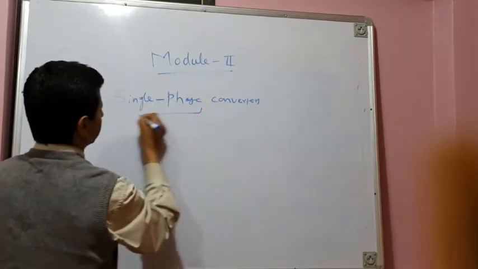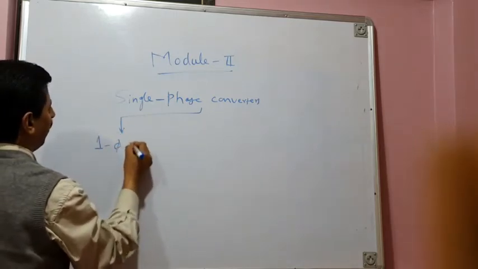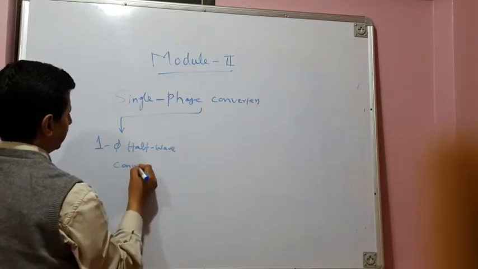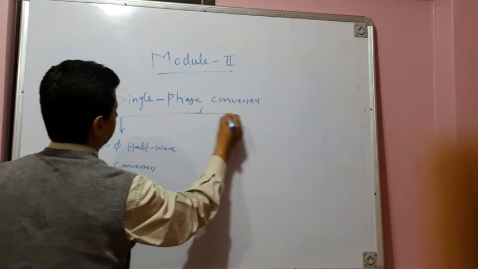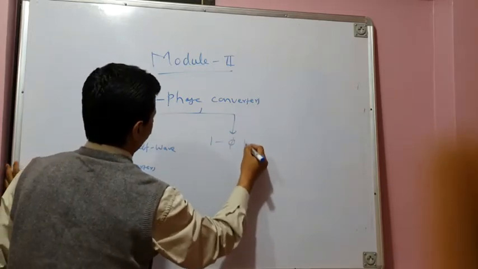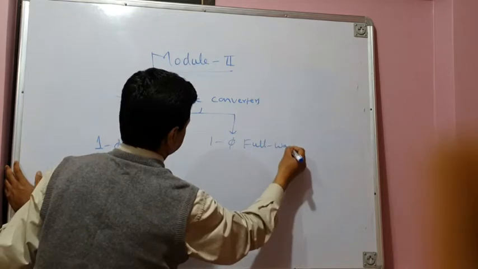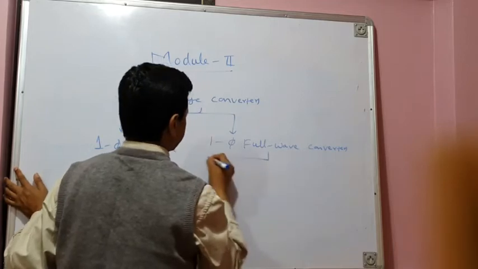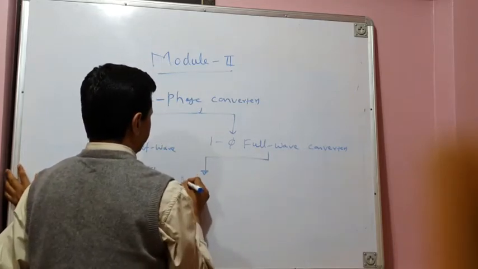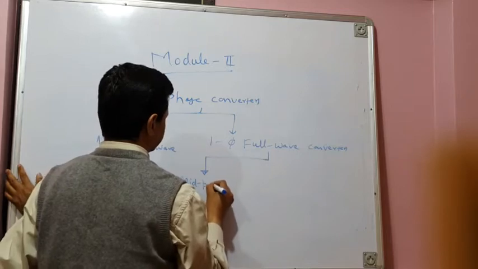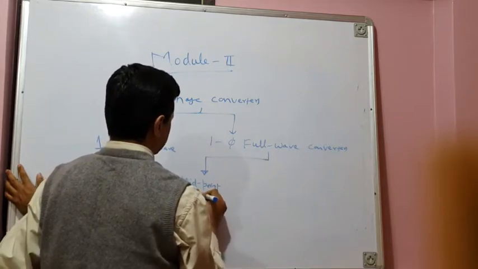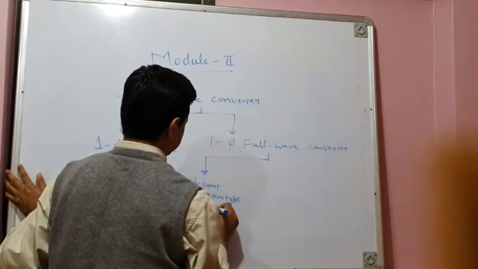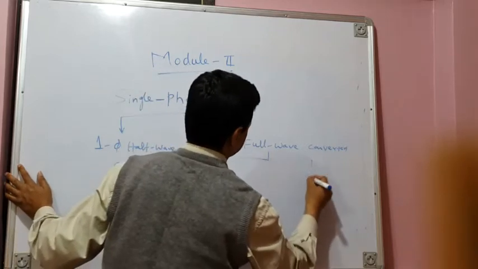As far as single phase converters are concerned, we have single phase half wave converters. Then we have single phase full wave converters. And in these single phase full wave converters, again, we have two types. Midpoint connection type converter or bridge converter.